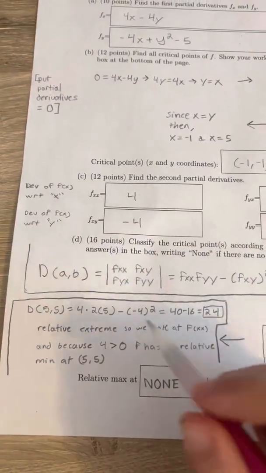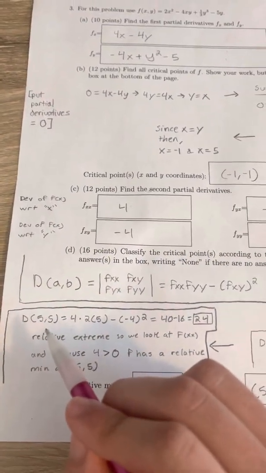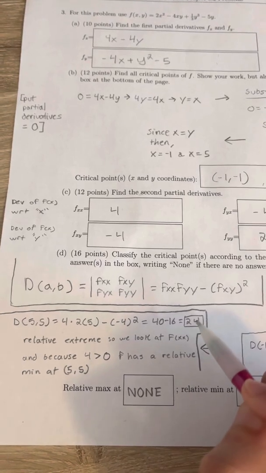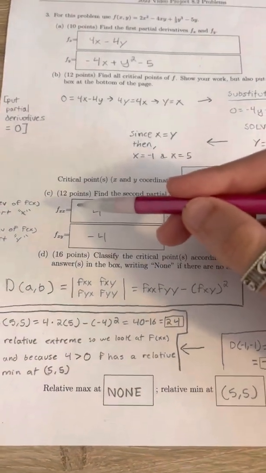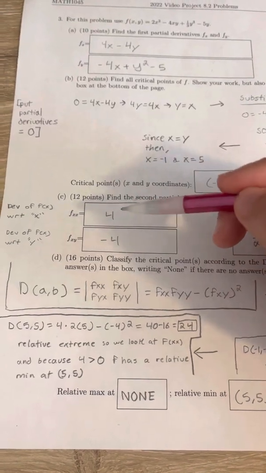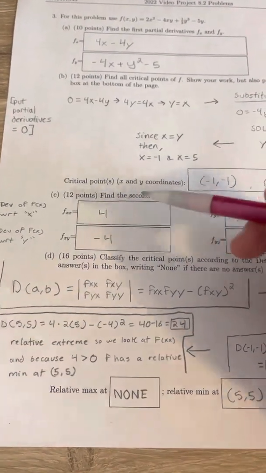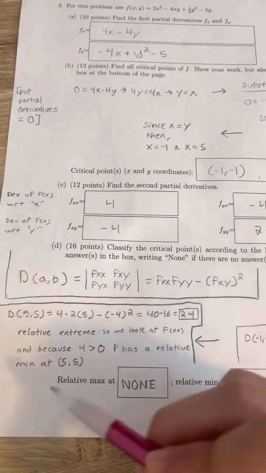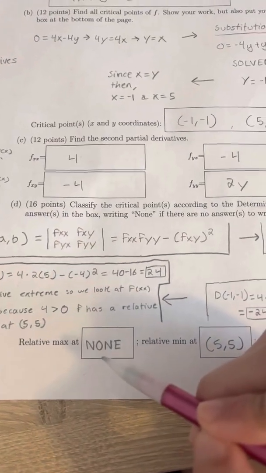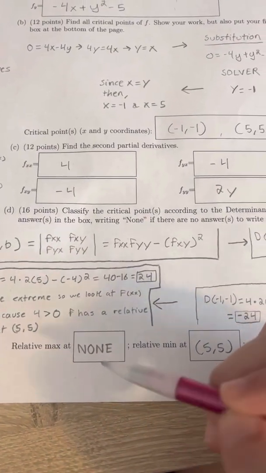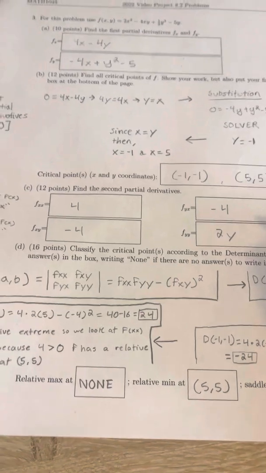And then finally, I plugged in the point 5, 5, and found that it got me to 24, so it's a relative extreme. So if we look at fxx, it's 4, and because 4 is greater than 0, f has a relative min at 5, 5. So that's why I put the relative min at 5, 5, and we exclude the relative max since we have used all our critical points.